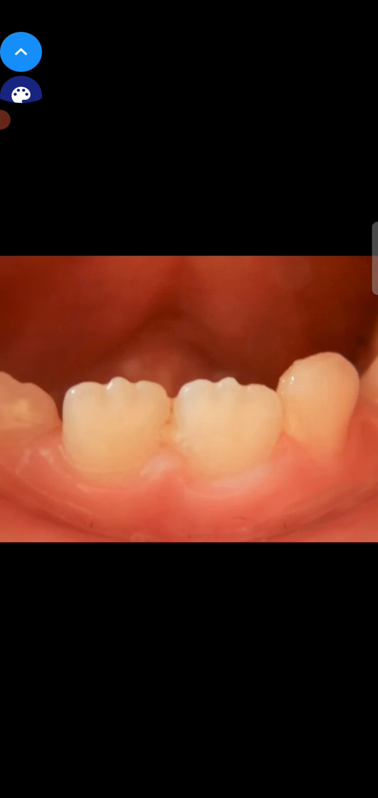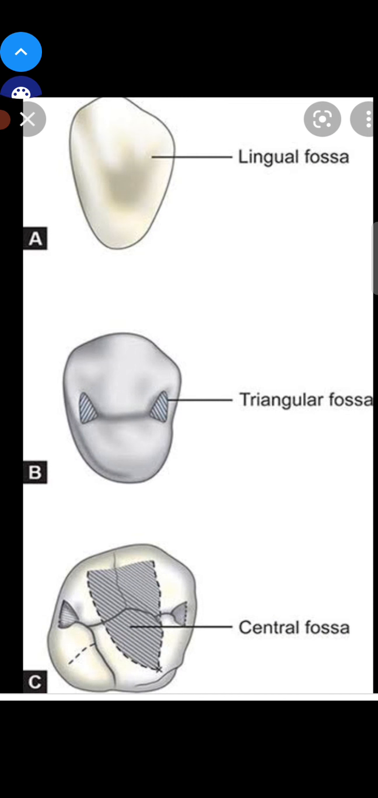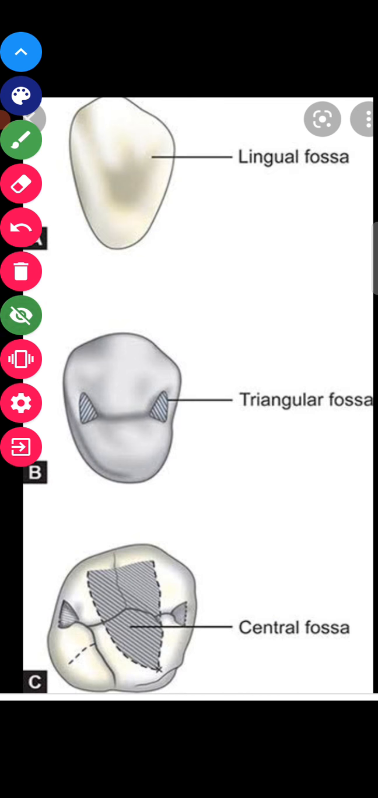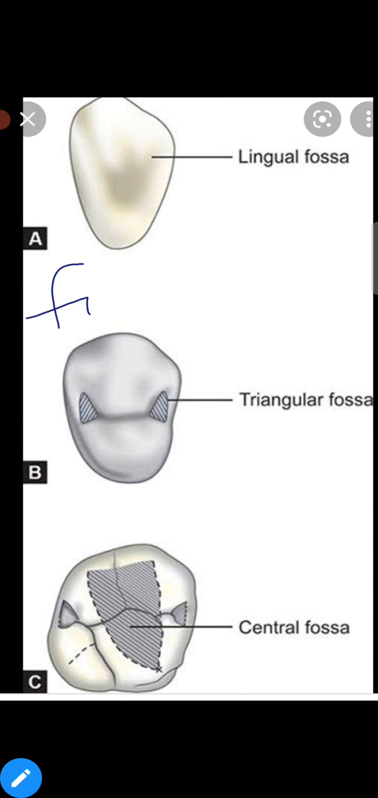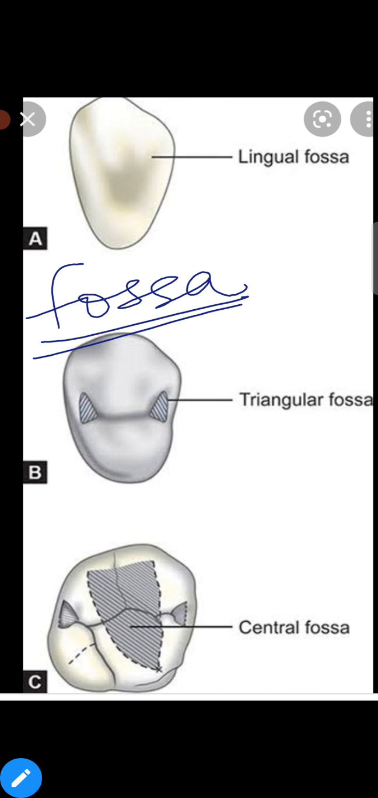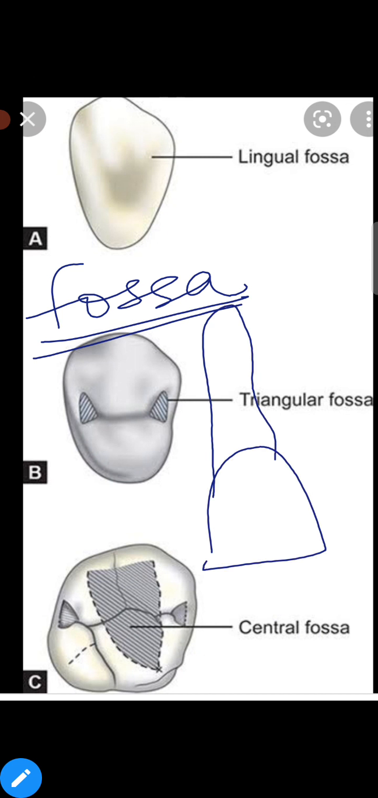Talking about the depressing features, the first depression that we have on the surface of the tooth is the fossa. Everyone knows what the fossa is. It is the first thing that we come across in dental anatomy. Imagine this to be your tooth. This is the lingual aspect, the lingual side of your tooth. This is the fossa. A fossa is a depression or concavity present on the tooth.